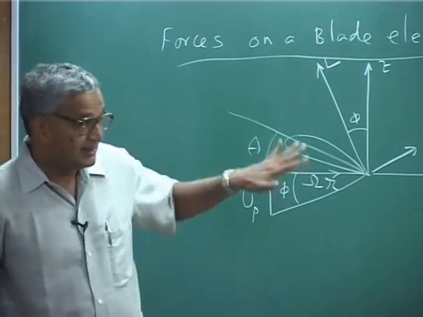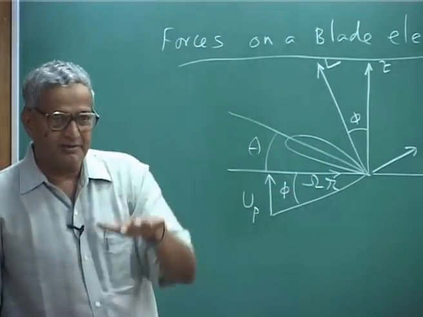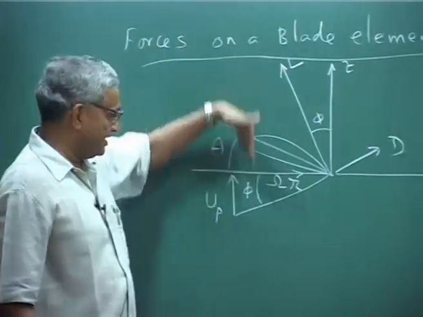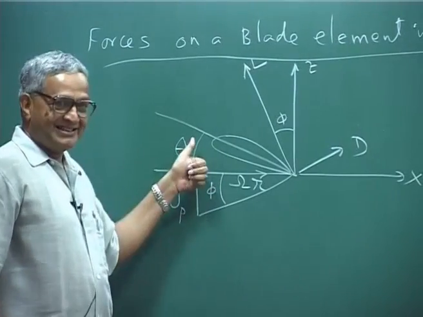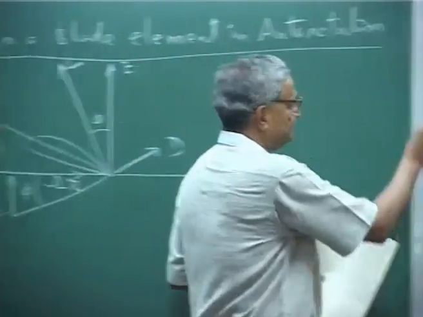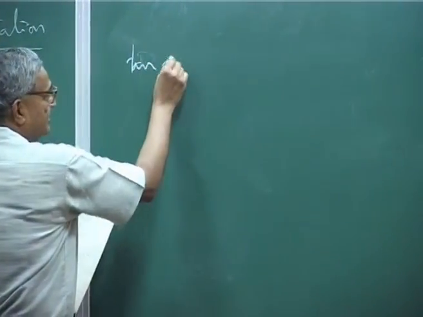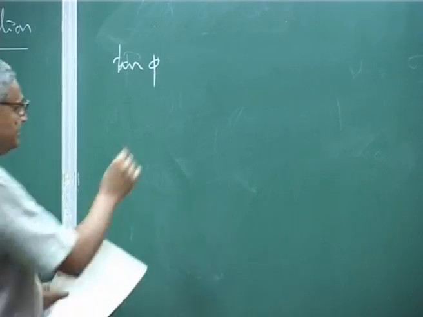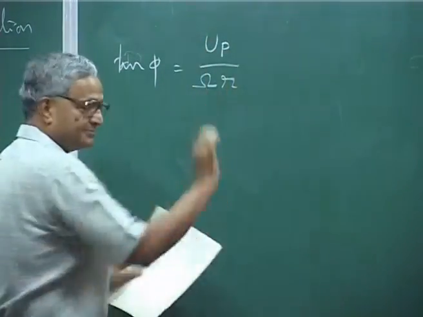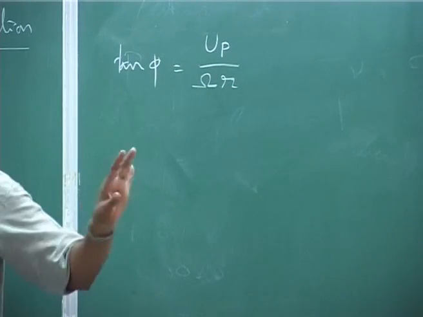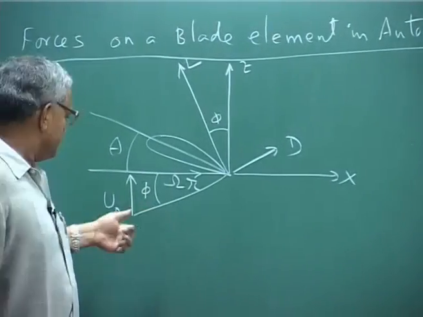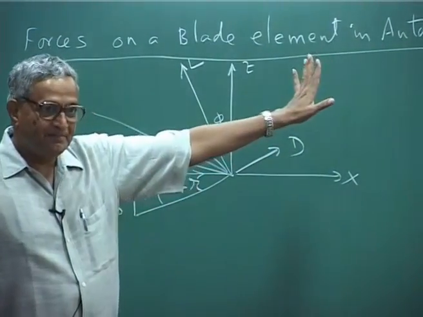That includes, in the simple case, the descent velocity and the induced velocity. Induced velocity is actually down, descent velocity, this is the relative air flow. Now, tan phi, that is the induced angle, is basically up over omega r. It is fixed, this angle is okay. Once you know omega r, once you know up, you know this angle.